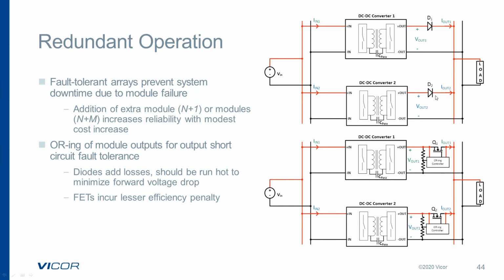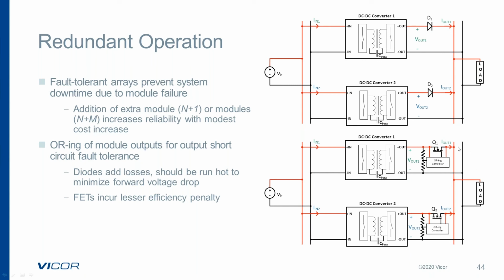Now, the diodes can create a significant power loss within the system. So in some cases, you can actually use O-ring FETs on the output of the DC to DC converter. There's circuitry that will bias the FET in the on position, and when an output short occurs, the Q1 FET here is turned off, and so it protects the remaining DC to DC converter from feeding that short.